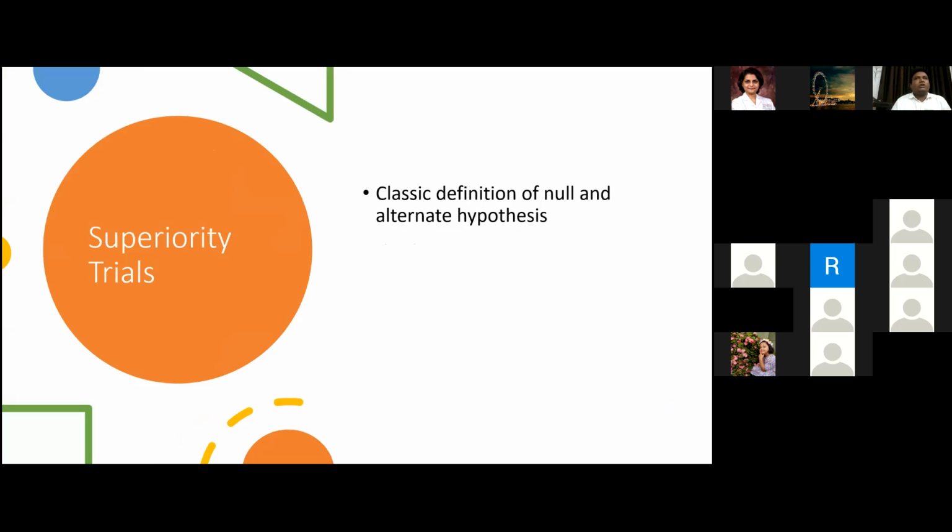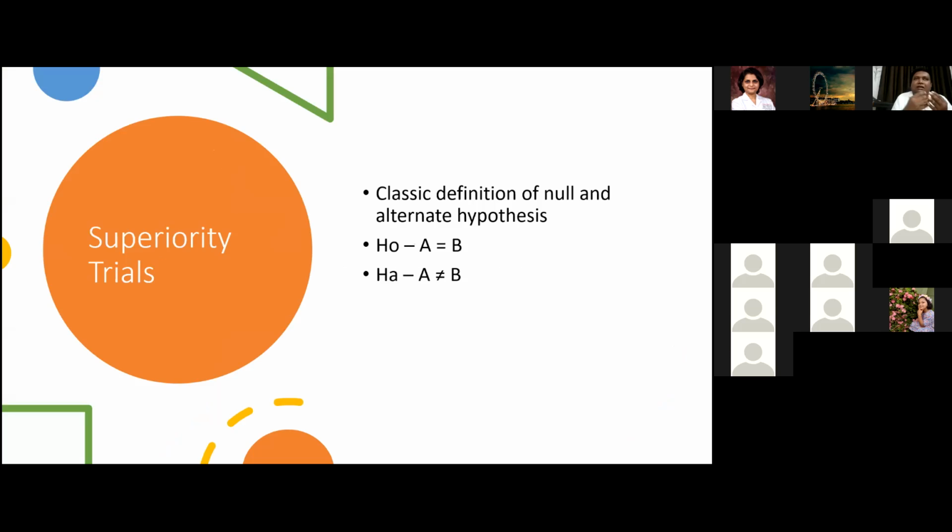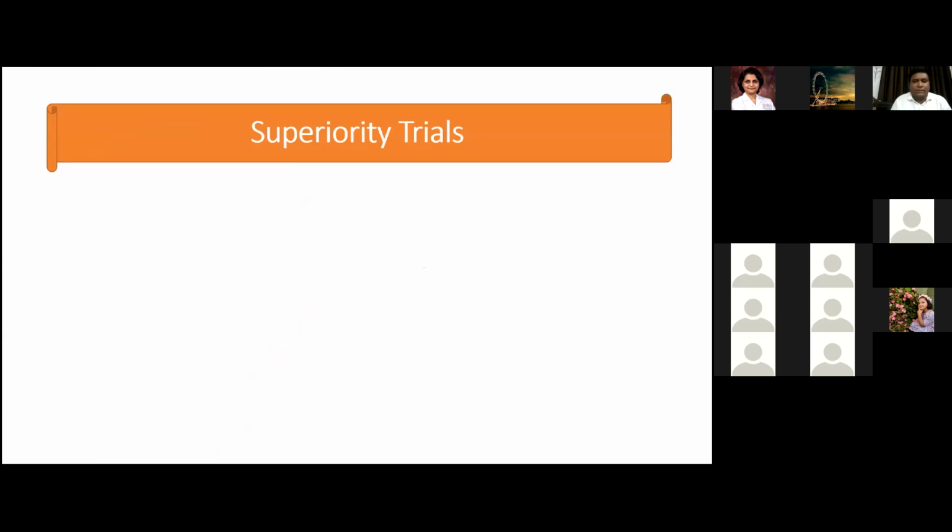Now, if we talk about the null and alternate hypothesis for superiority trials, they take the classical definition of the null and alternate hypothesis. That is, the null hypothesis for a superiority trial states that both the clinical trial arms are similar, whereas the alternate hypothesis states that the study arms are not similar.